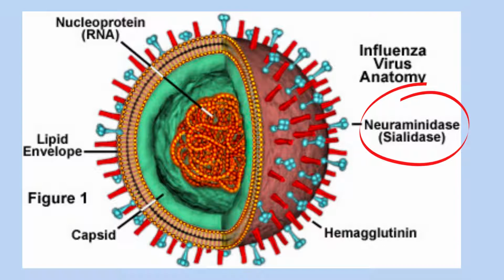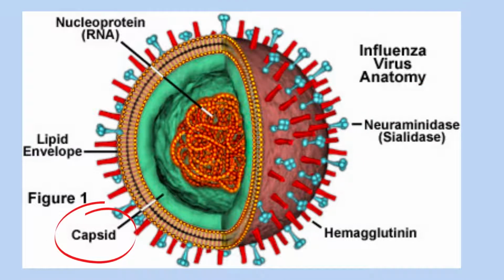The type of glycoprotein present on the envelope is what allows scientists to differentiate between the different subtypes of influenza A. Right underneath the envelope, there's a rigid protein structure called a capsid, which is where the viral genetic information is stored and protected. But what is the difference between the different subtypes? It all depends on who the virus infects.